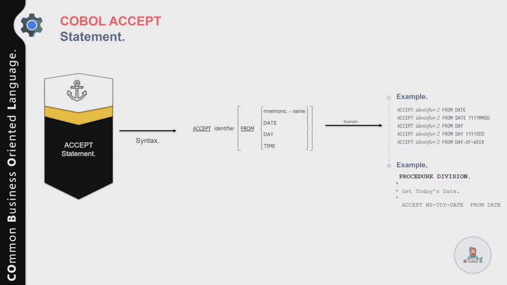Now let's talk about a couple of examples so that you can understand how you can use the accept statement in your COBOL program. In the following example, we have used the accept statement. After that, you have identifier 2, which could be your variable where you want to store the date. And after that, we have included a from keyword, and then we have specified the date.